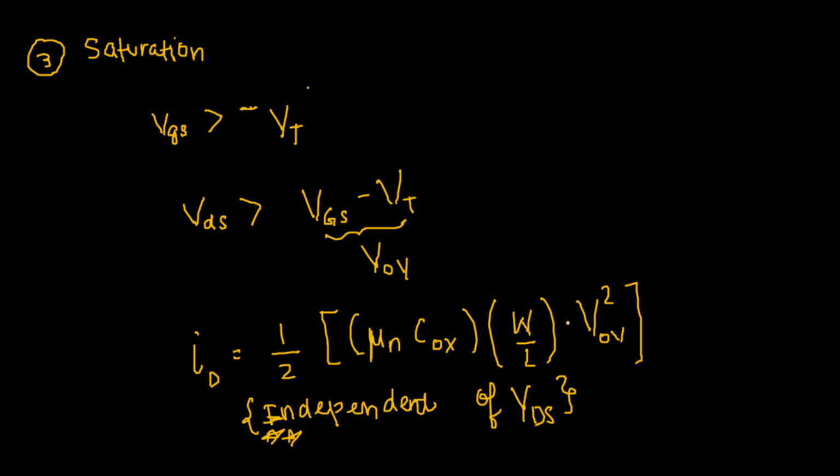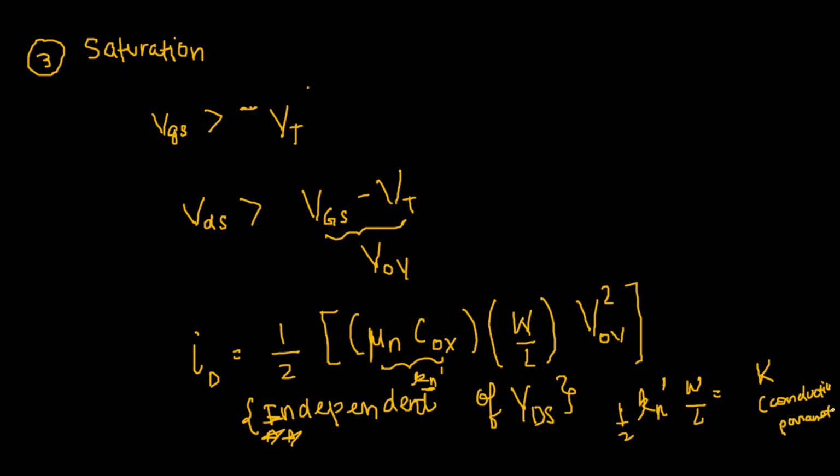Here basically we write mu n into Cox as Kn dash, where Kn dash is called the process transconductance parameter, and then we have half into Kn dash into W by L as K, where K is the conduction parameter.